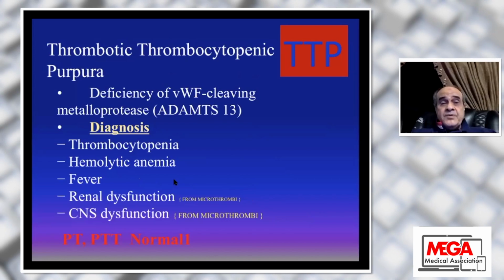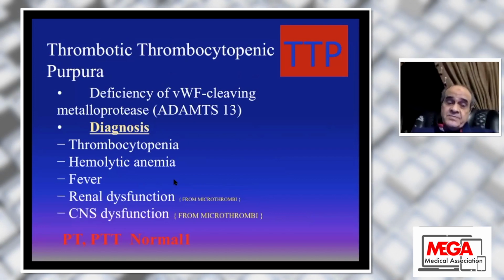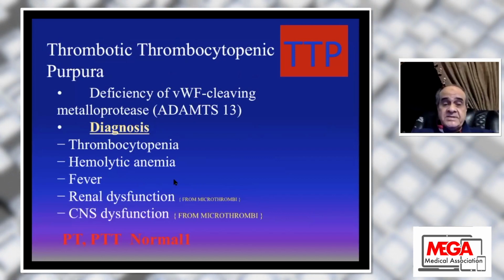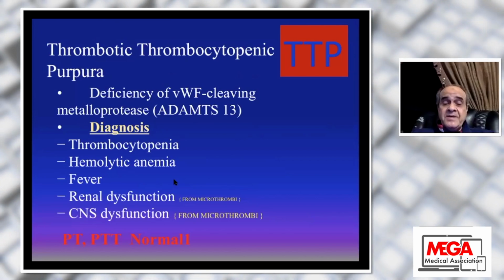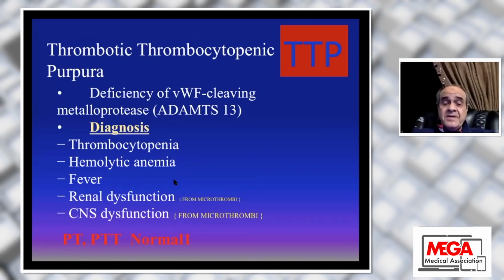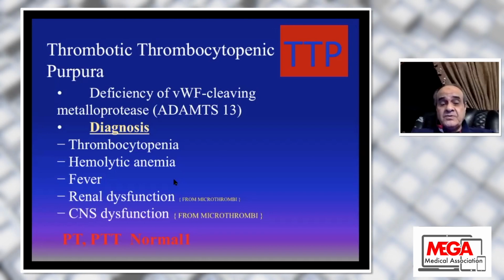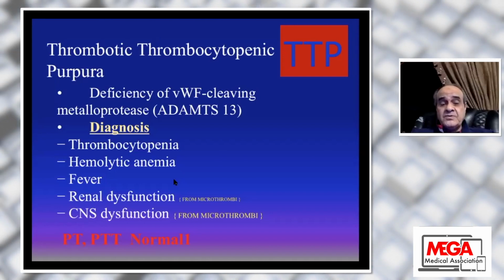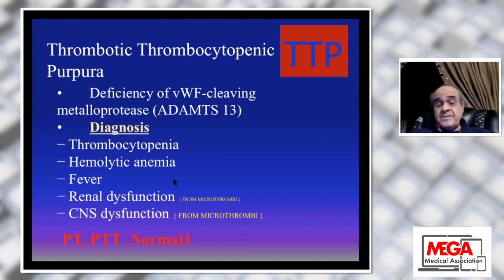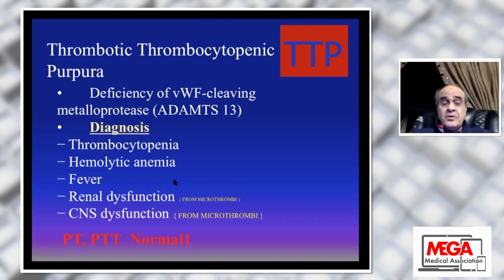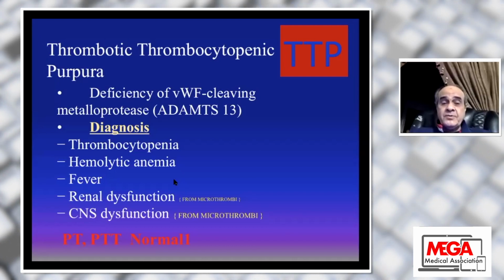In thrombotic thrombocytopenic purpura, the diagnosis depends on thrombocytopenia, hemolytic anemia, and schistocytes in the peripheral smear, fever, renal dysfunction, and CNS dysfunction. But the coagulation factors, PT and PTT, are normal. CNS dysfunction ranges from mild headache up to confusion, up to coma in some cases. Renal dysfunction is also present, but in some cases not, and it may be more evident in hemolytic uremic syndrome than in TTP.